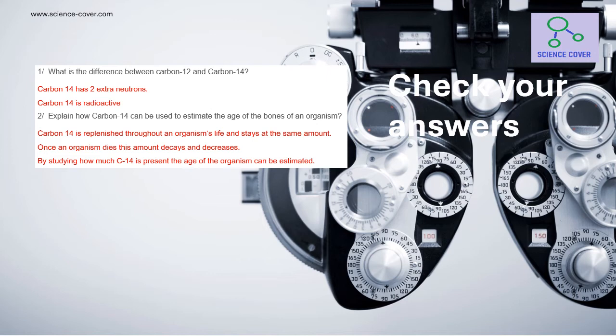Explain how carbon-14 can be used to estimate the age of the bones of an organism. The carbon-14 is replenished throughout the organism's life and stays at roughly the same amount. Once an organism dies, the amount decays and decreases. By studying how much carbon-14 is present, the age of the organism can be estimated.